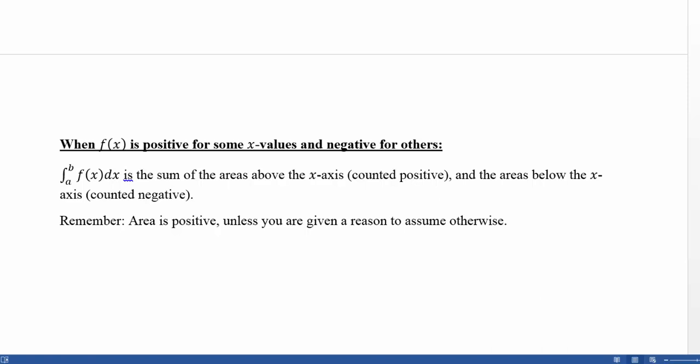So remember, area is always going to be positive unless you are given a reason to assume otherwise. So again, if you are looking at area in a context that is not related to derivatives or area under the curve, as we have been looking at in this sense, you need to count area as positive. So let's look at an example where this will come up.